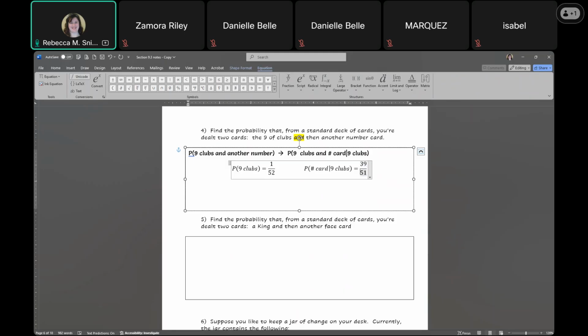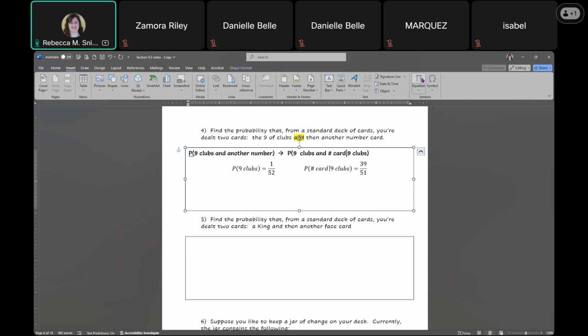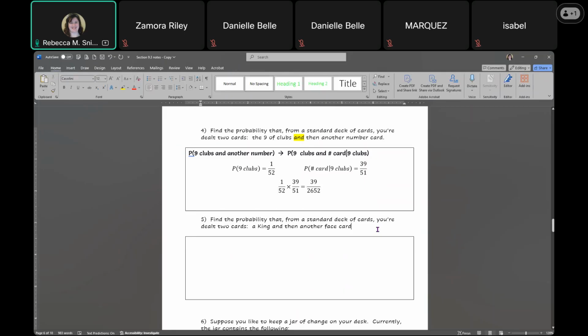Okay. Now this is the multiplication principle, which means I have to put it together. I have to do 1 over my 52, and this time I'm going to multiply that by my 39 over 51, thus giving me 39 over 2652 as my result, and then reduce it or give its decimal answer. Okay. Any questions on that one?